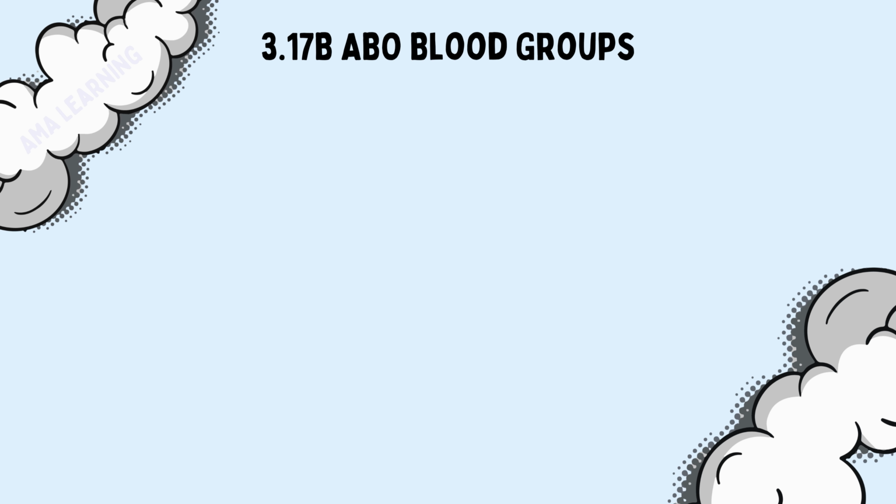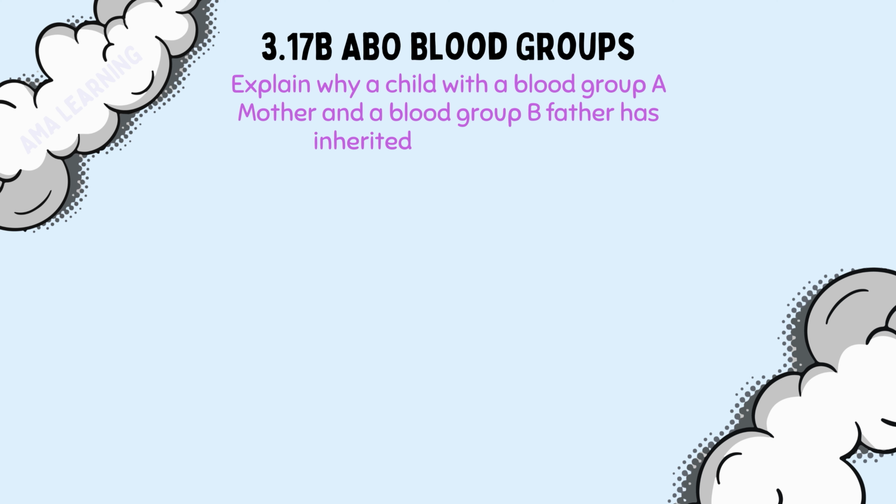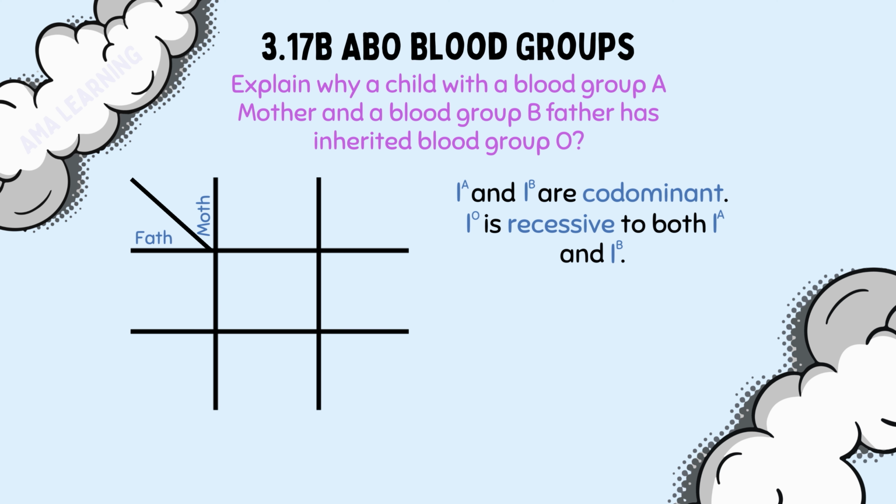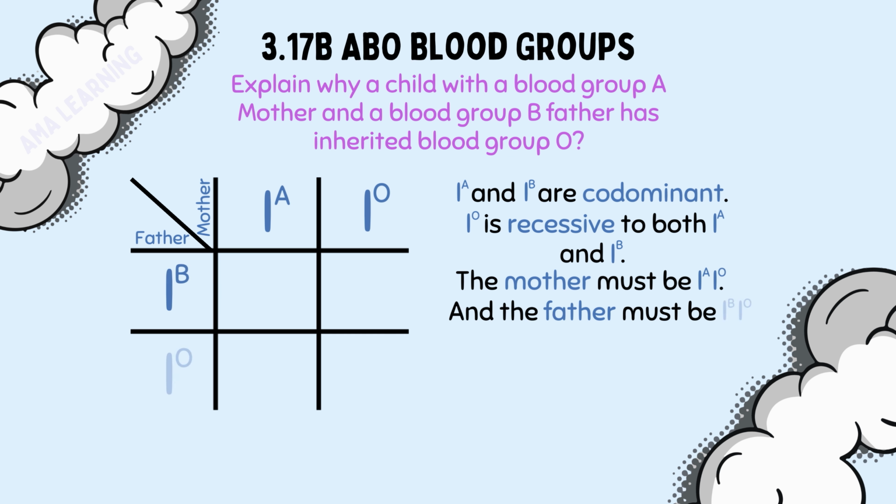Let's apply what we have learnt to this 6-mark question. This question is asking us to explain why a child with blood group A, mother in blood group B, father has inherited blood group O. We know from our learning that IA and IB are codominant. IO is recessive to both IA and IB. This means for the child to be blood group O, the parents must be carriers of the O blood group. In other words, the mother must be IAIO and the father must be IBIO.